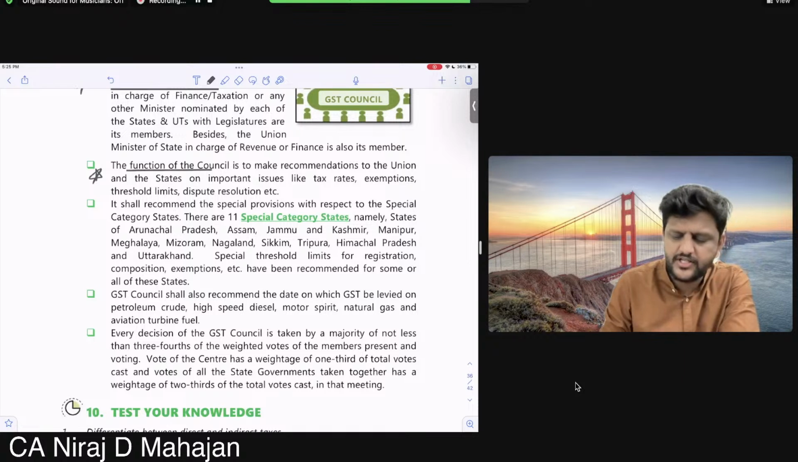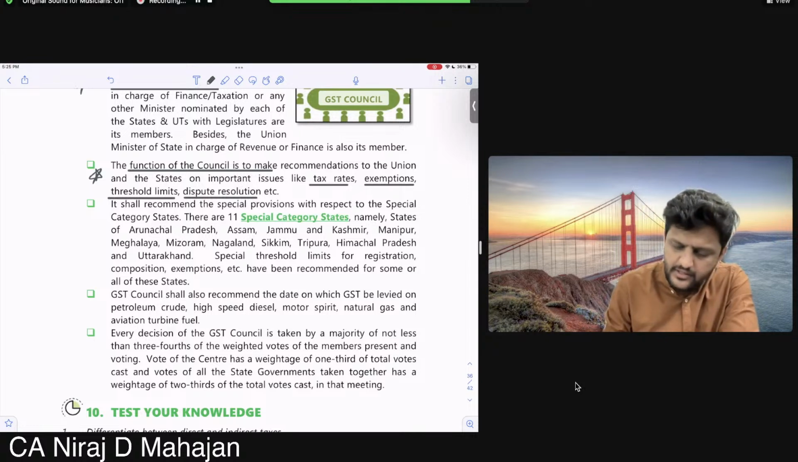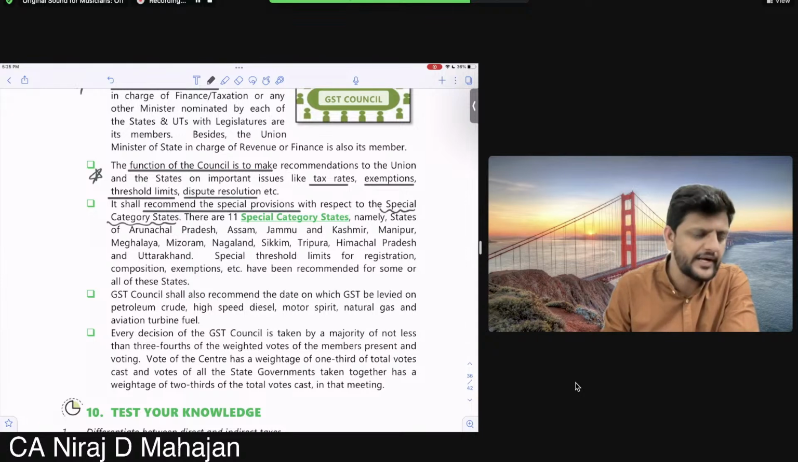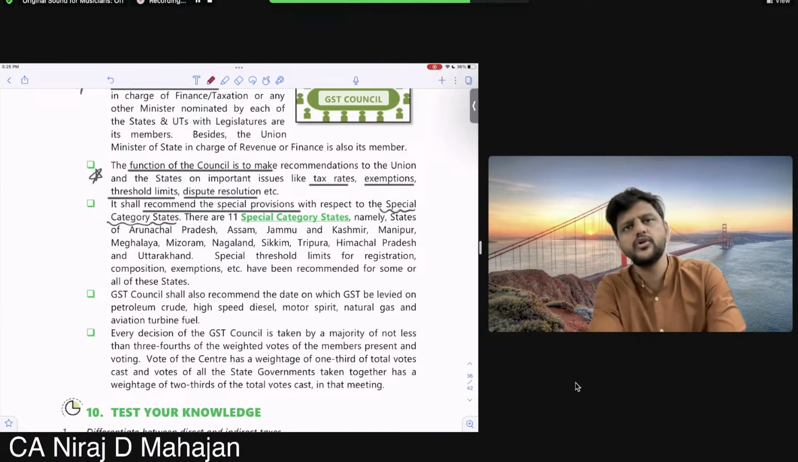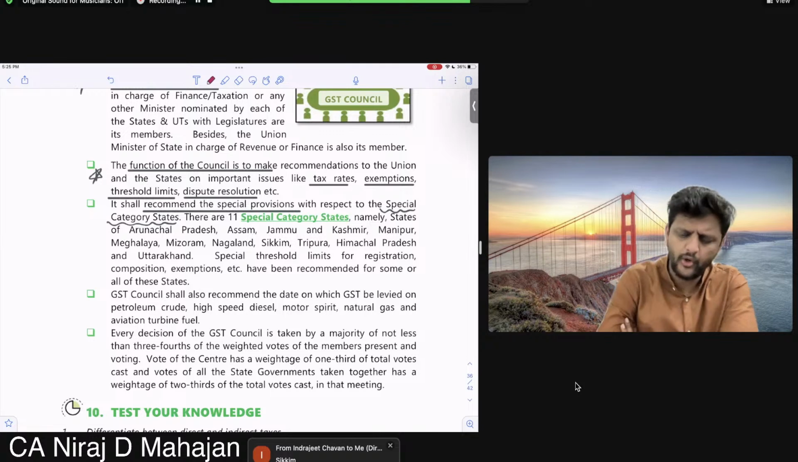What are the functions of the GST Council? Most important is to make recommendations to the union and states on important issues like tax rates, how much should be the tax rate, on which items you should give exemptions, threshold limits, that is exemption limits, dispute resolution, etc. It shall recommend special provisions with respect to special category states. Now, something interesting will start. Special category states. We have such states, not UT, states, but cannot be compared with other states in terms of growth, development, and revenue also. No doubt about it.